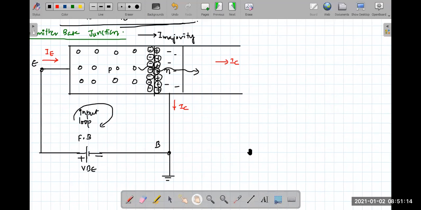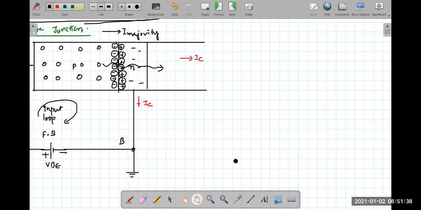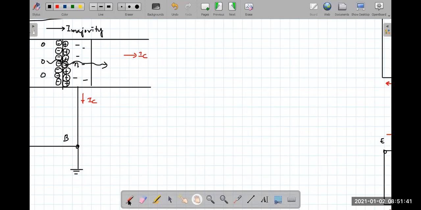will you plot this, input current versus input voltage? You see, in the past also for a diode, we have plotted input current as a function of input voltage. So if I try to plot the input characteristics, this one is called the input characteristics.